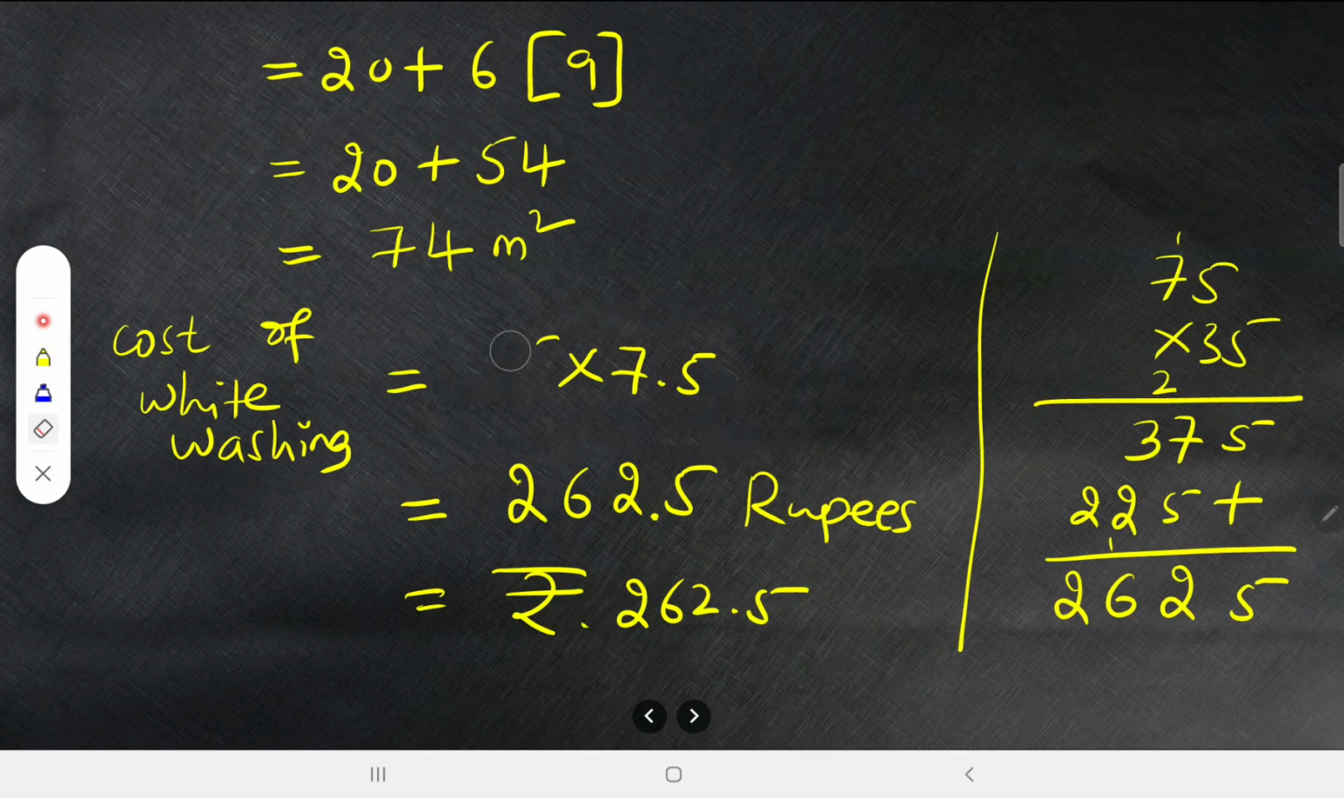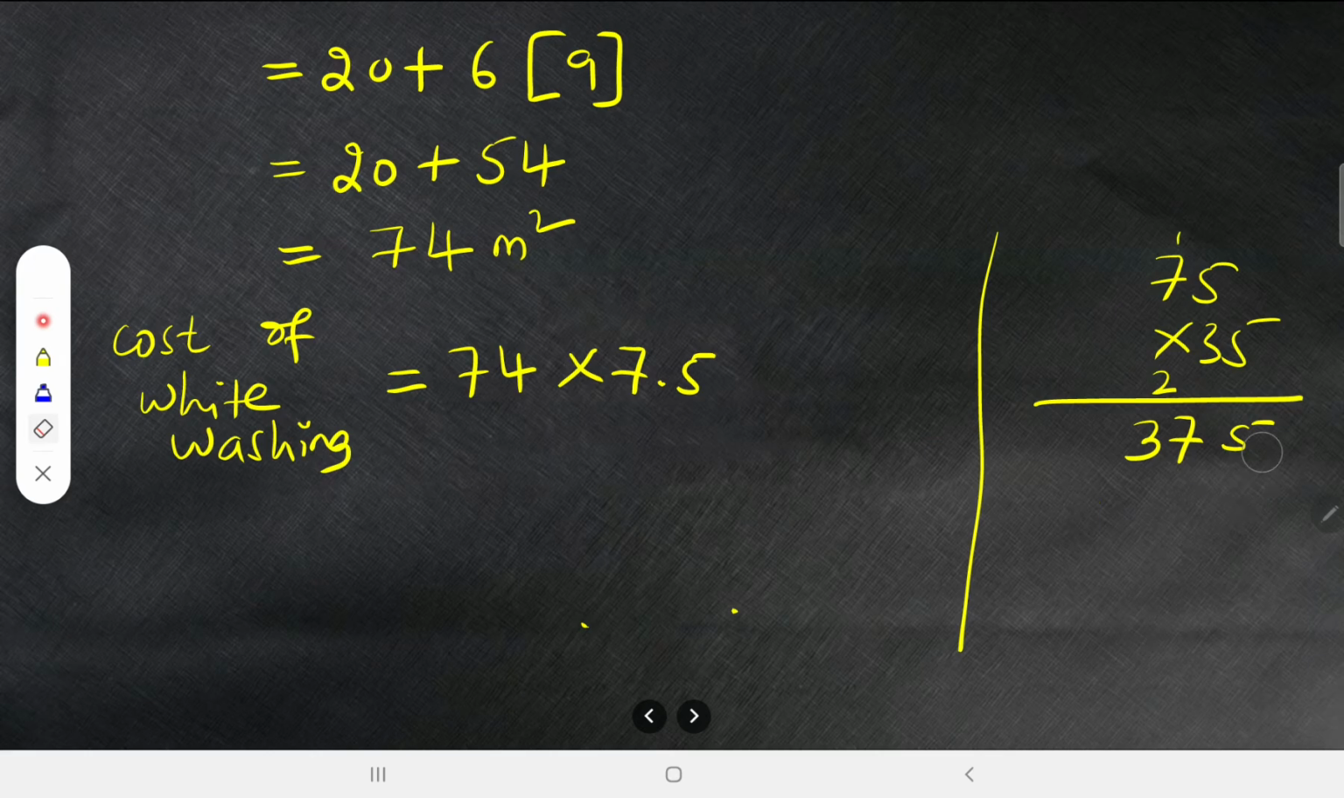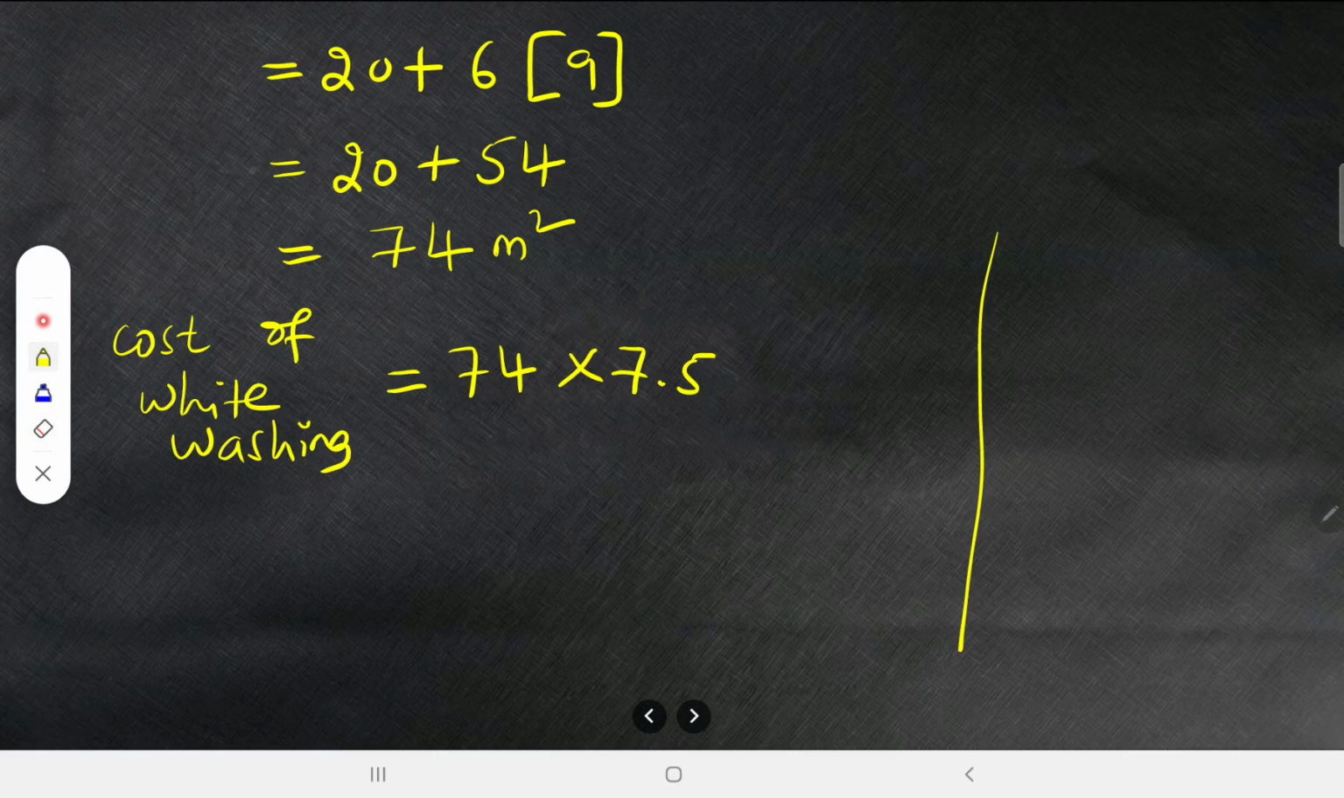Now here we have to replace with 74. 74 into 75. All right, so how much comes? Just calculate that. 74 into 75. I'm sorry for all the calculation mistake. Okay, now only it happened, no? It will not repeat in the exam now. All right, you have to be thinking positive always.